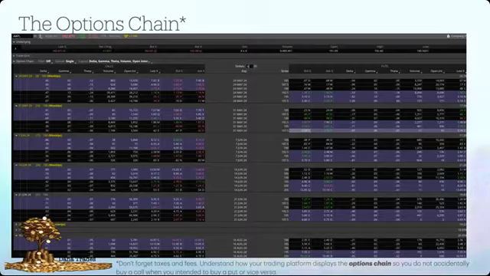In the top left corner, you have the underlying stock or security. In this illustration, Apple, stock ticker AAPL, is the underlying stock. Recall that the entire options trade is based upon the price movement of the underlying stock.